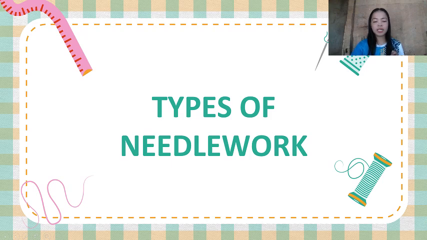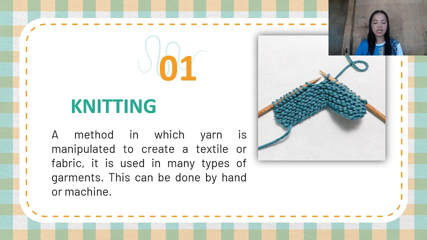First, we have knitting. Knitting is a method in which yarn is manipulated to create a textile or fabric. It is used in many types of garments. This can be done by hand or machine.